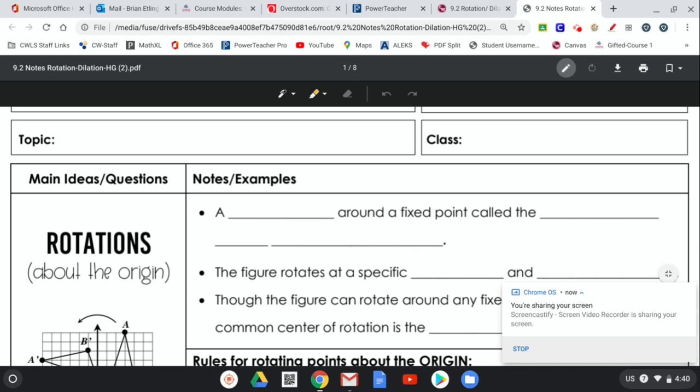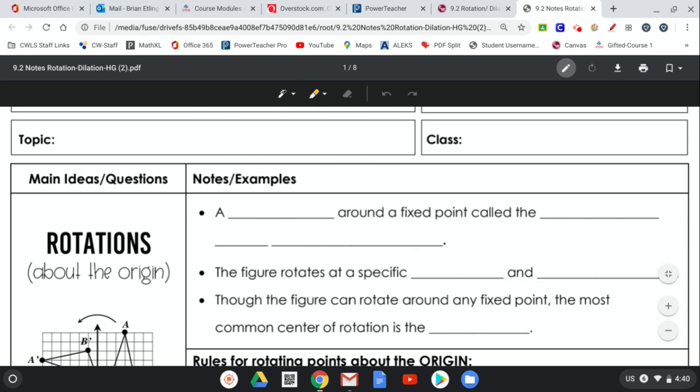All right, guys, we're moving on to section 9.2. So this is 9.2. This is going to be rotations and dilations.